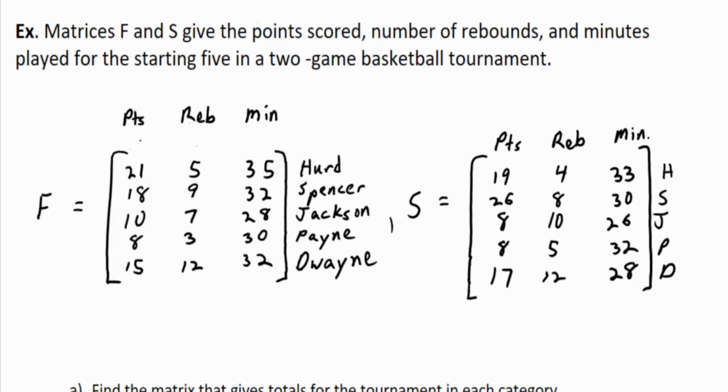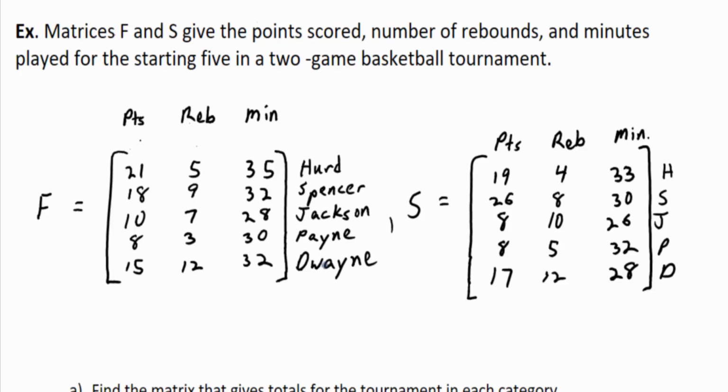So here we go. Matrices F and S give the points scored, number of rebounds, and minutes played for the starting five in a 2-game basketball tournament. So we have our first matrix here. I'm not going to read off all this for you. First column represents points scored, second column rebounds, third column minutes, and then the starting five correspond to rows. So Hurd in the first game scored 21 points, had 5 rebounds, and played for 35 minutes.